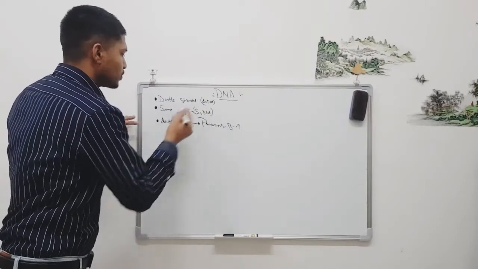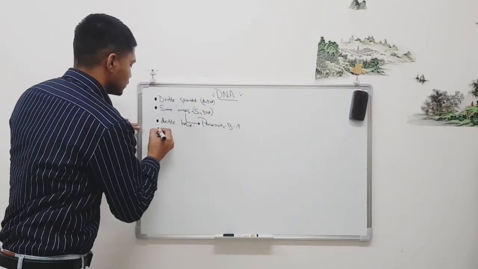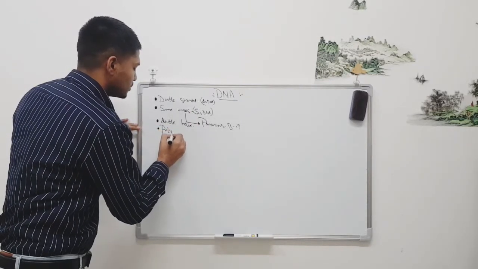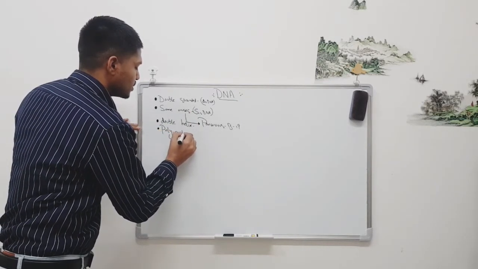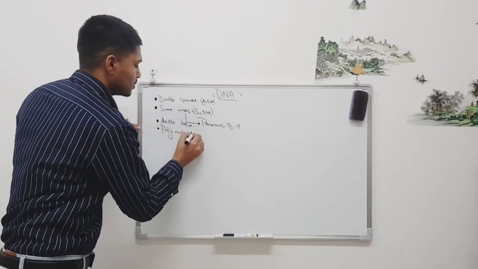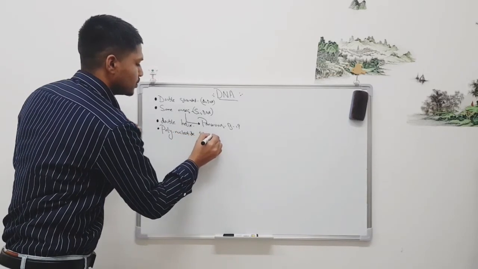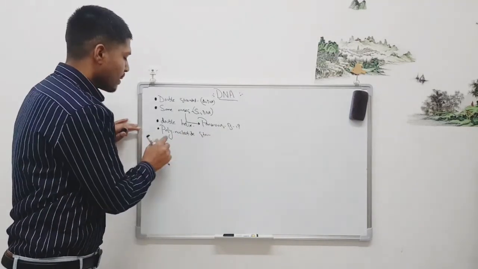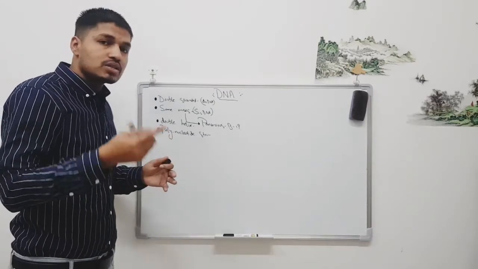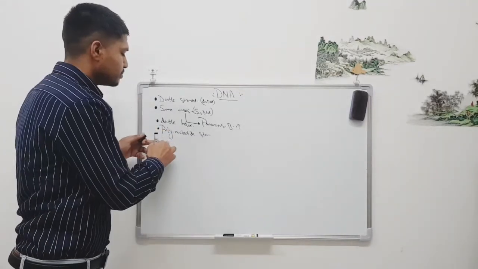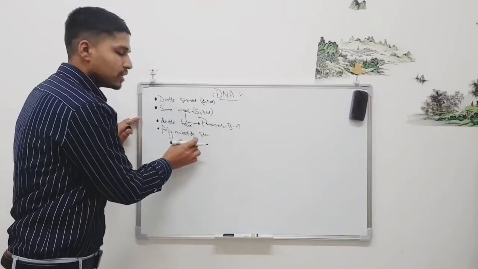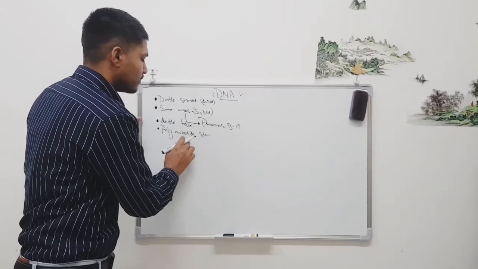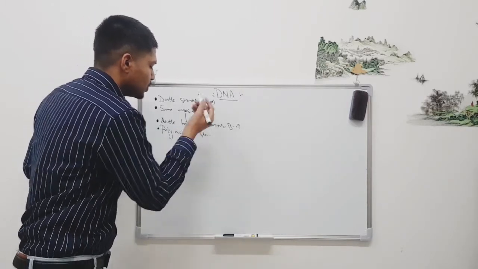The third thing about the DNA molecule is that it's a polynucleotide structure. What do I mean by polynucleotide structure? Poly means anything which is more than one, so we call it poly. Nucleotide structure: in the previous videos, I told you about the nucleotide structure. Now here I will let you know what I mean by it.